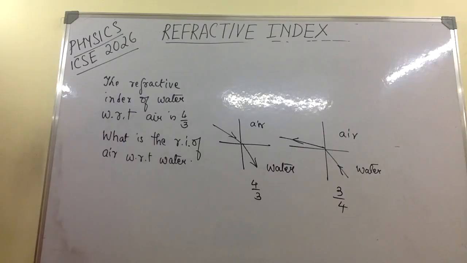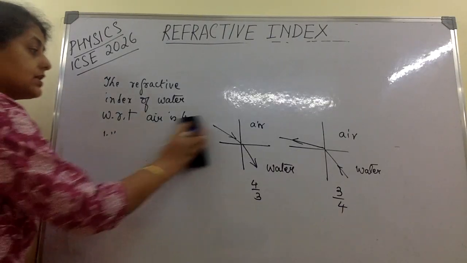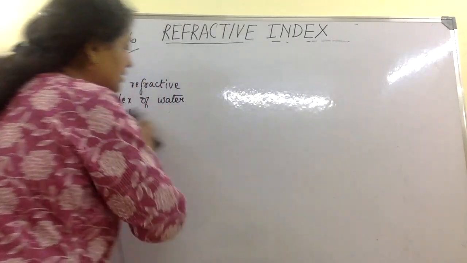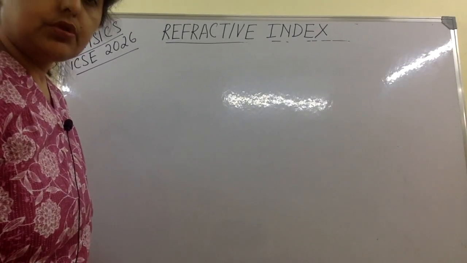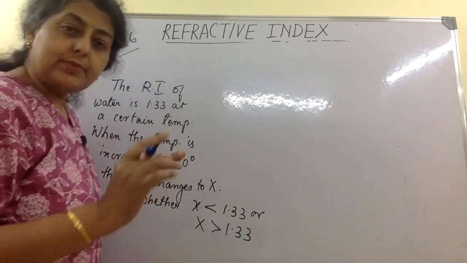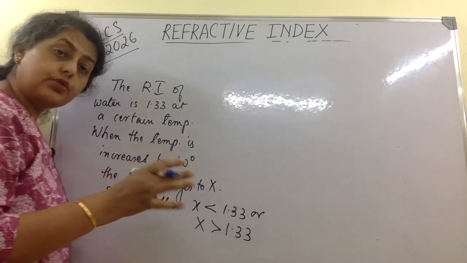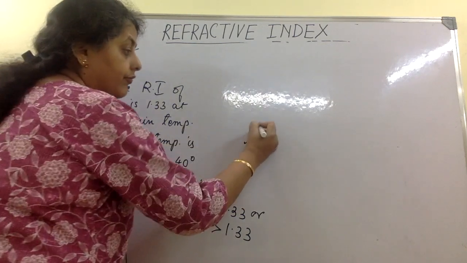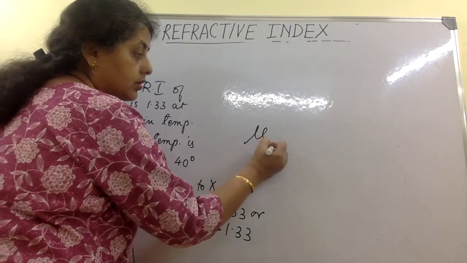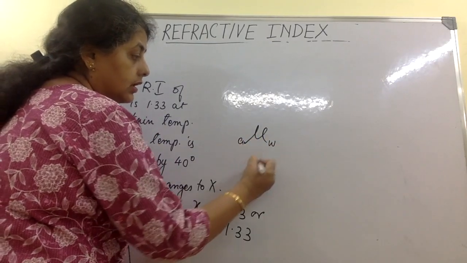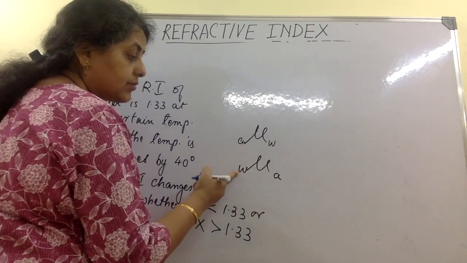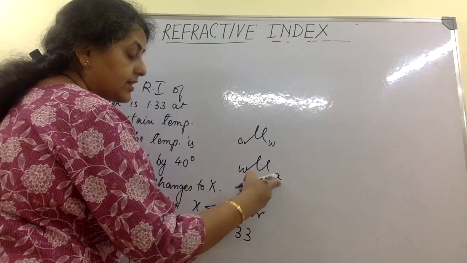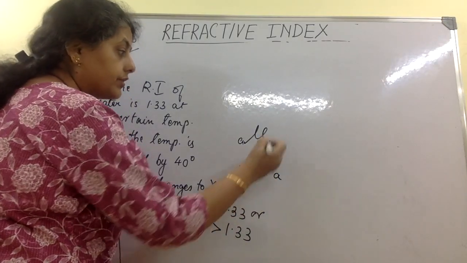Okay, so that was one question. As I said, refractive index questions are small only. They are never very big, so you don't have to worry. One thing I missed in the previous question: when you write water with respect to air, or air with respect to water, this becomes the "with respect to" thing, and this becomes the actual refractive index of the medium.